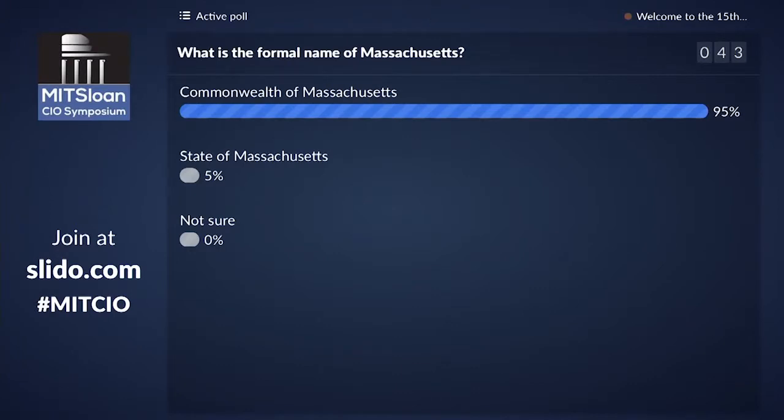All right, I'm ready for my poll now. Basically the poll is, what's the proper name for Massachusetts? I can see we have a number of people that are very familiar with this. It is officially the Commonwealth of Massachusetts.